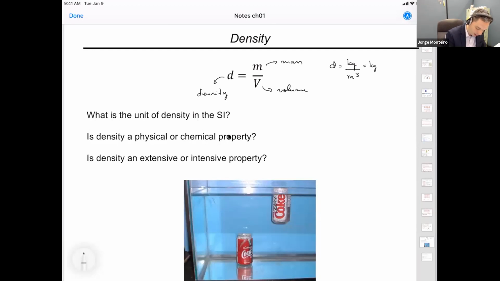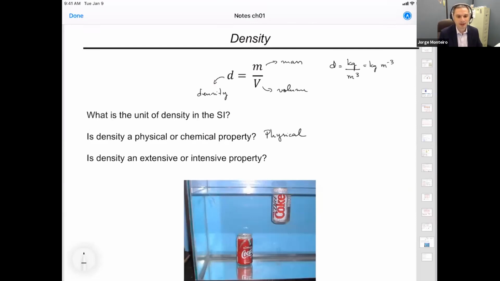Remember that I can move cubic meters to the top in exchange for changing the sign of the exponent. Okay, so kilograms meter to the -3. That's also a way to represent the unit of density. To observe density, we don't need to change any of the chemical composition of the system. So therefore, density is a physical property.